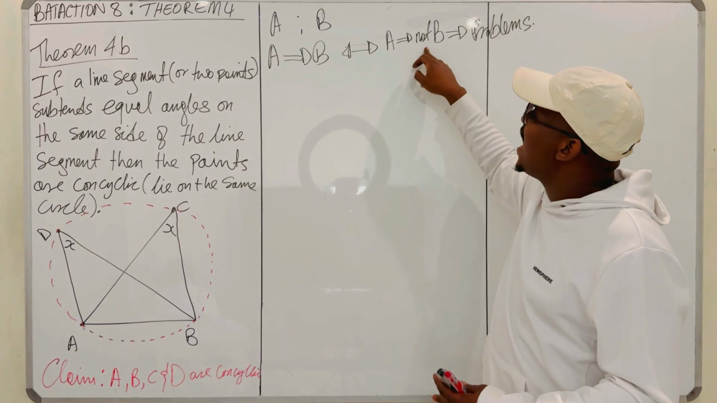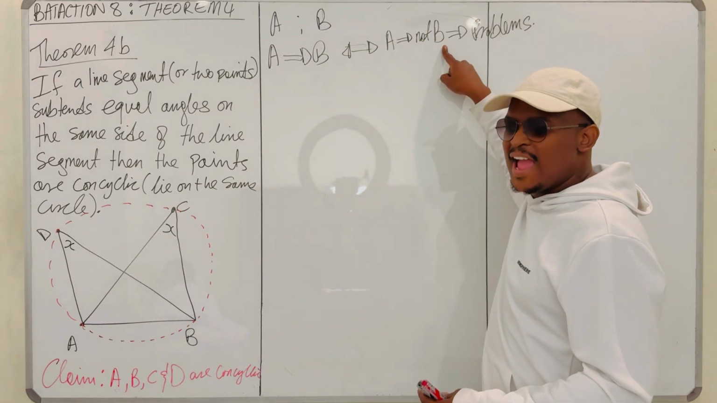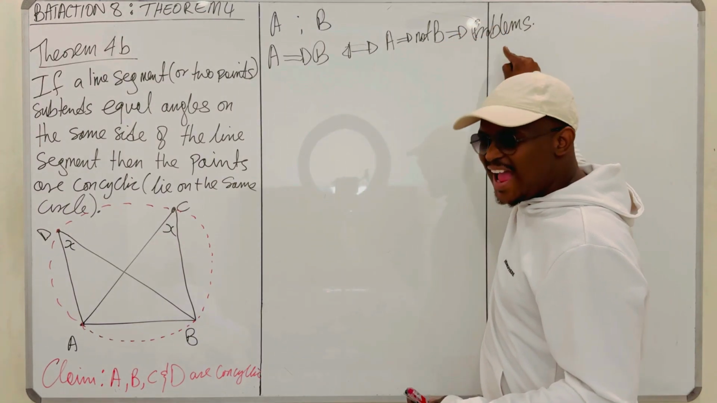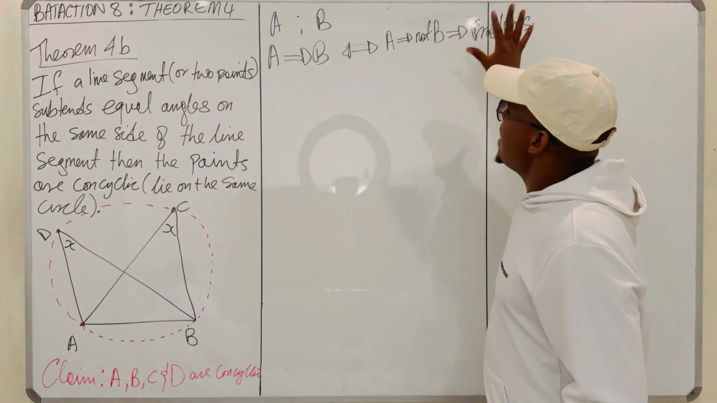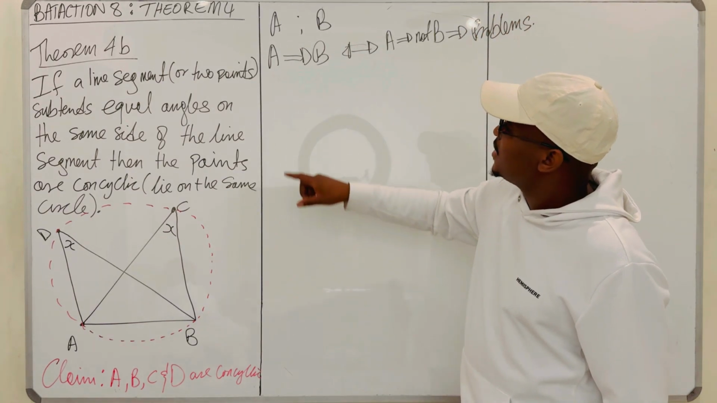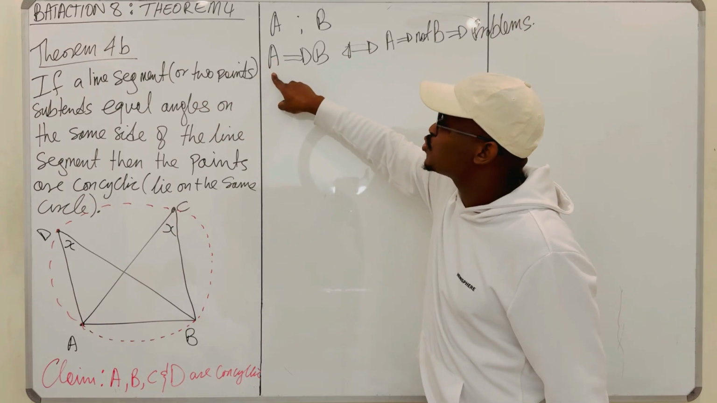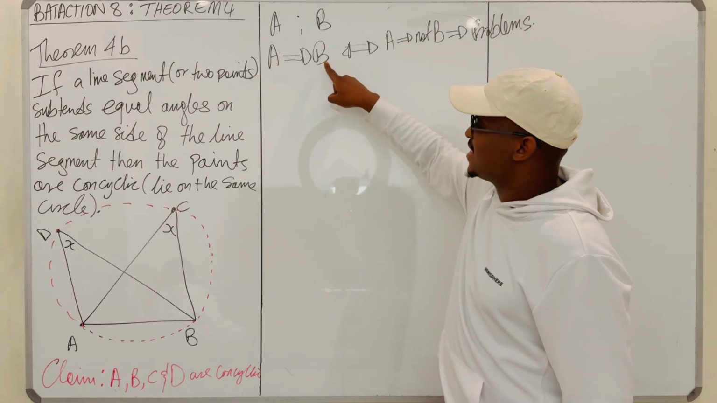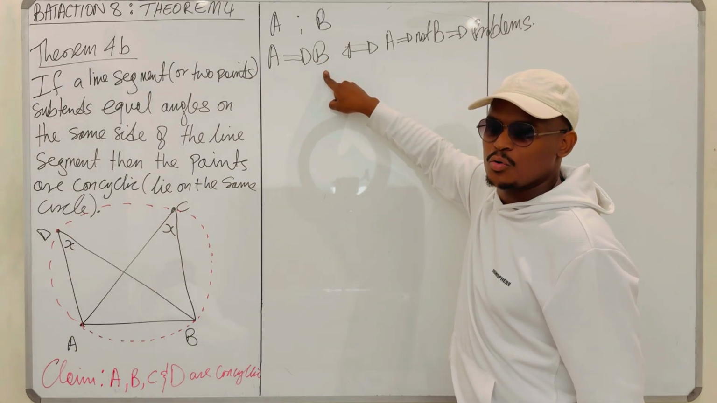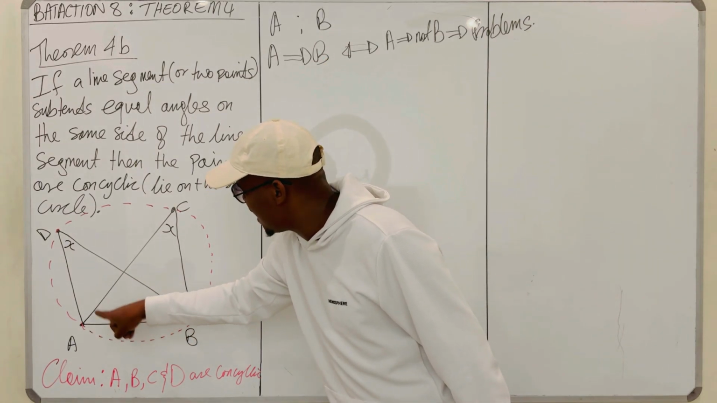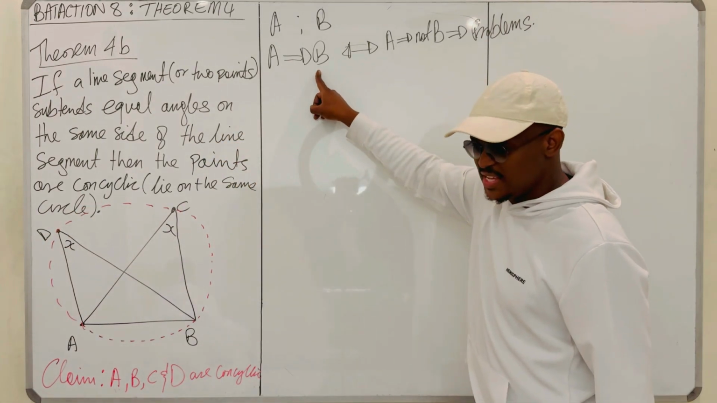So in that case, after Kaizer Chiefs won, I didn't do B, and now, after not doing B, I get some problems down the line. In the case of maths, we're saying that if a line segment subtends two equal angles on the same side, then all the points will be concyclic, which is the end points of your line segment and the two other points, they all lie on the same circle. That will be my B.